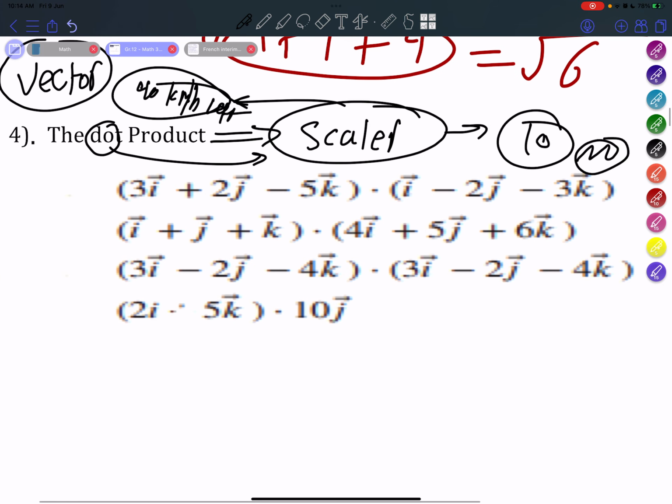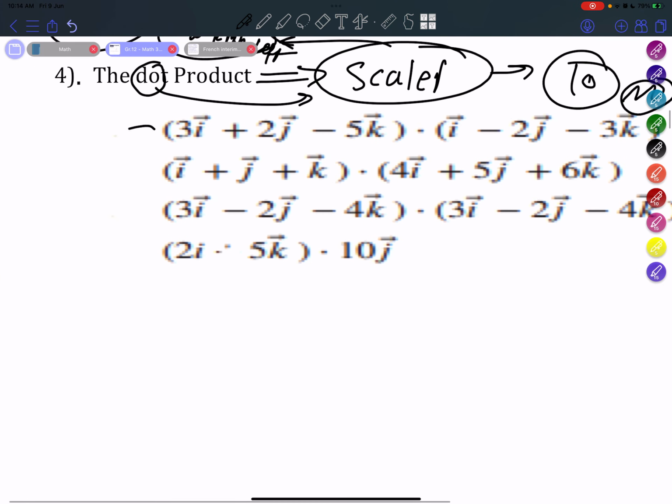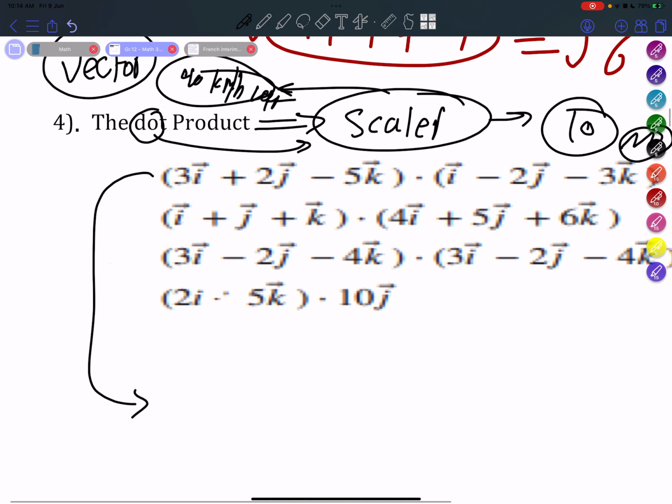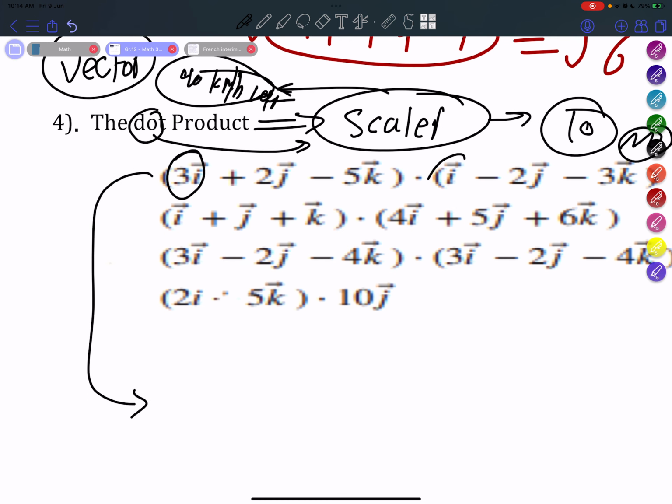Now we can start solving the questions. Starting with the first one, we take the first component with the first component.